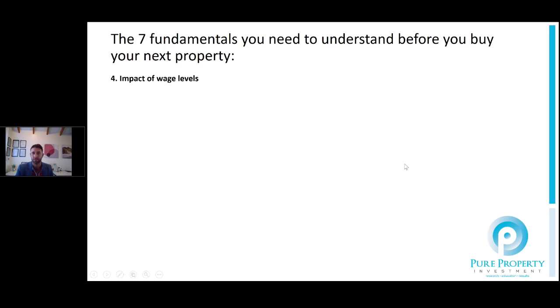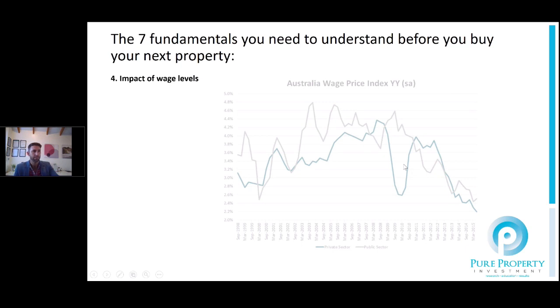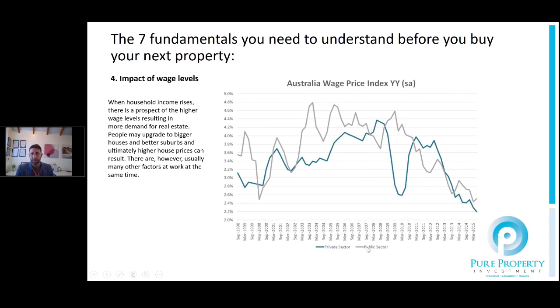So if we go into how that works at a bit of a deeper level, the fundamentals of what you do before you buy, the impact of wage levels, and this is probably another following on from that unemployment factor, is the impact of wage levels. If we look at this in both the public sector and the private sector, you can see quite clearly over the last 20 odd years, we're looking at different markets and how they might potentially be affected. And again, this correlates to the unemployment side of things. But when household incomes rise, there's always obviously the prospect of higher wage levels resulting in more demand for real estate. And again, it goes back down to the fundamentals.